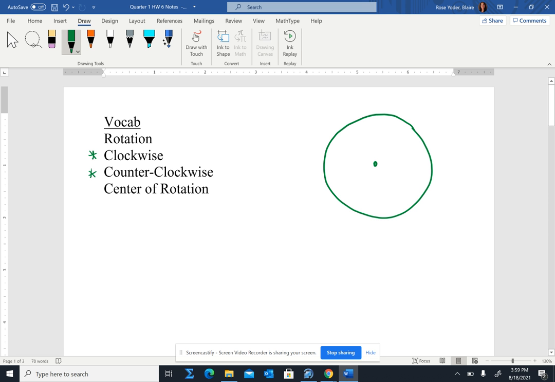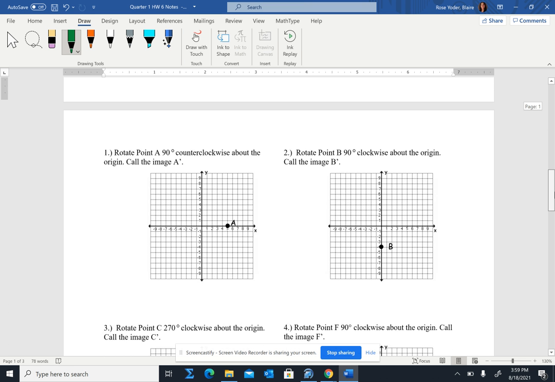And then every time you rotate something, you need to know what point you're rotating around. So I'm going to call that point the center of rotation. Let's try a few examples and you'll see what I mean.